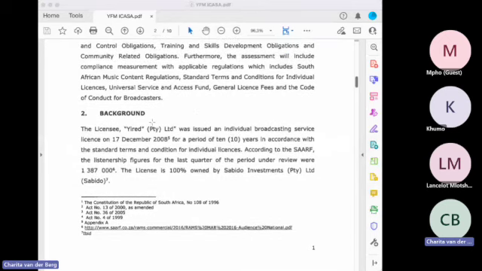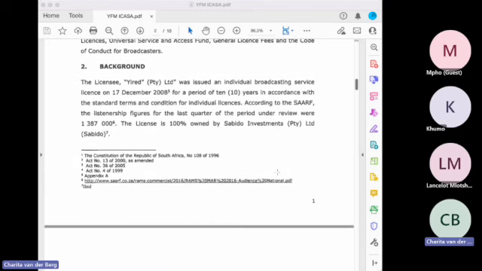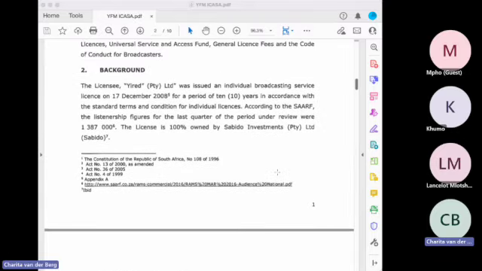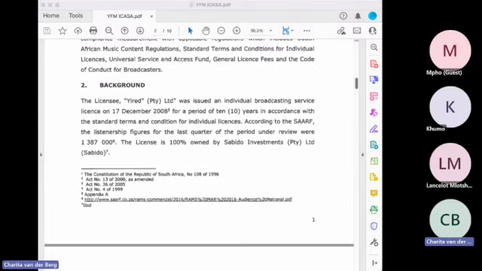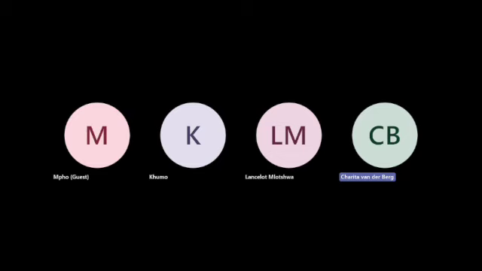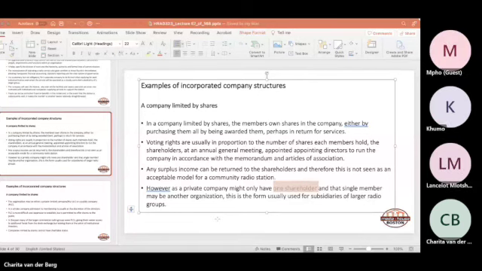So their licensee is YFM Wired, Pty Limited, and their license is 100% owned by Sabido Investments. So Sabido Investments owns YFM outright. Okay, so a bit different to all the different shareholders that 947 has, for instance. But they still fall under this share company. So they still fall under a company limited by shares.